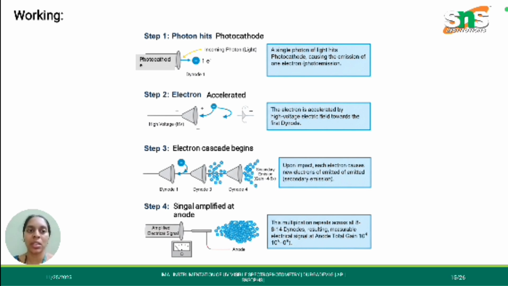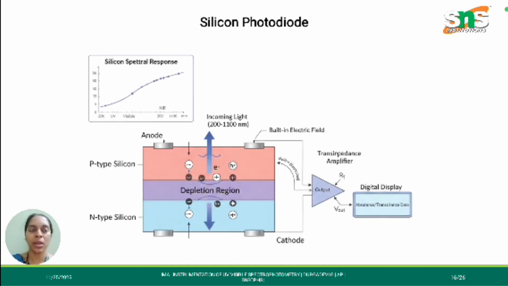And the last step is signal amplification at the anode. So here, as the electrons pass through the series of dynodes or anodes, the electrons are multiplied to 10 to the power of 6 to 10 to the power of 8. So this is the most sensitive detector because even weak signals can be multiplied about 200 times when it reaches the detector. Then the next one is the silicon photodiode.